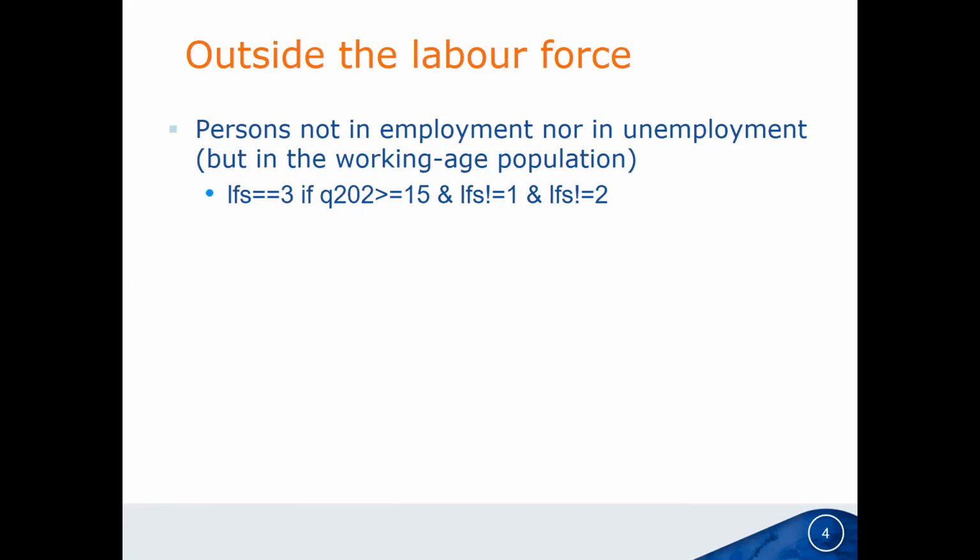So this third category is actually very easy to do. It is going to be everyone who is not employed nor unemployed. We don't need to do further checks. It is de facto everyone who has not been classified in one of the first two categories. So this one usually does not create any problem because it's very easy to define.